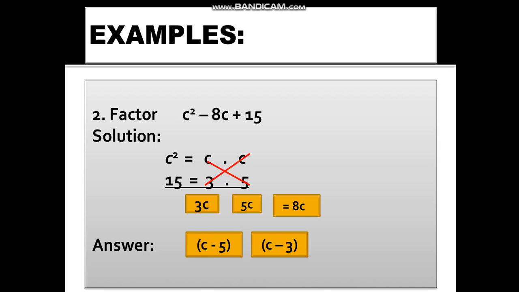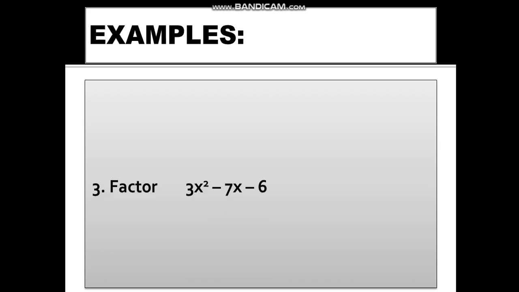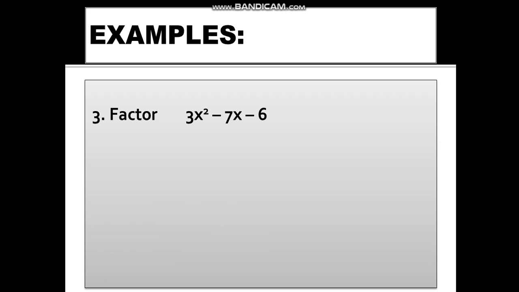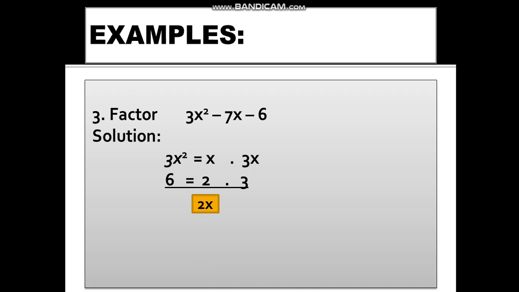Okay, let's proceed to number 3. Let us factor 3x squared minus 7x minus 6. Observe, the signs are negative. So take note of the signs. Solution, factor 3x squared, the factors are x times 3x. And 6, the factor is 2 times 3. Then multiply x and 2, it will become 2x. Multiply 3x and 3, the answer is 9x.